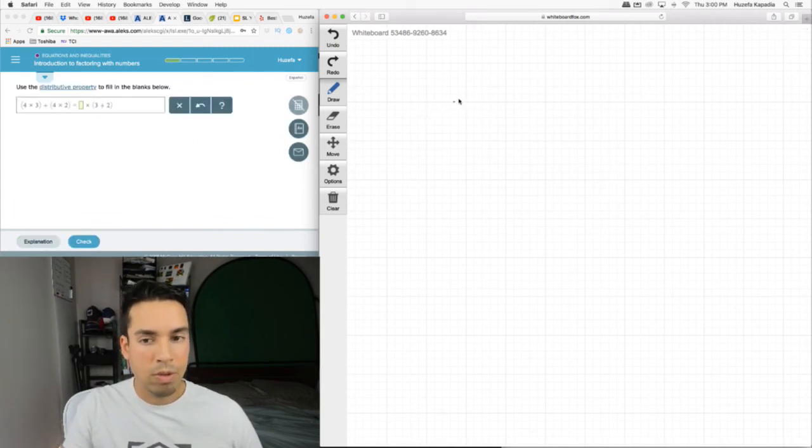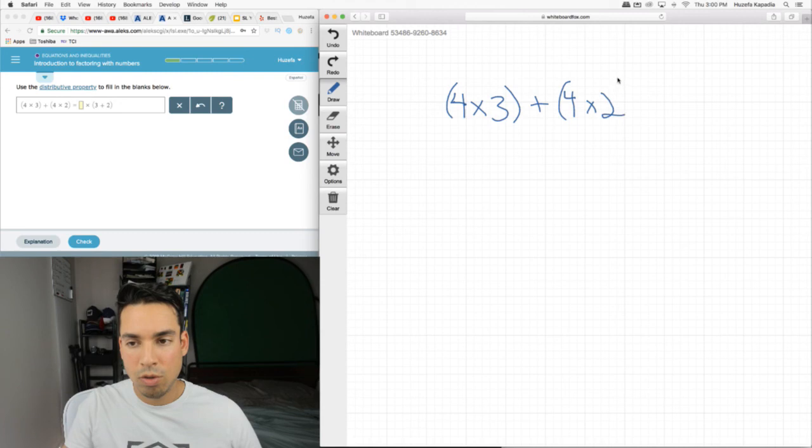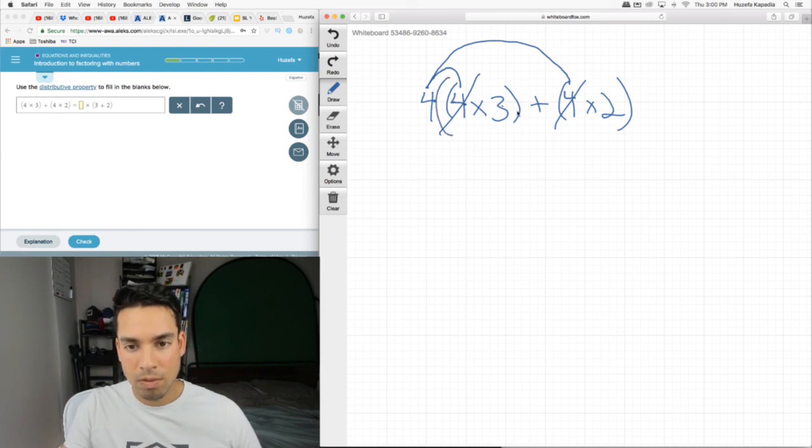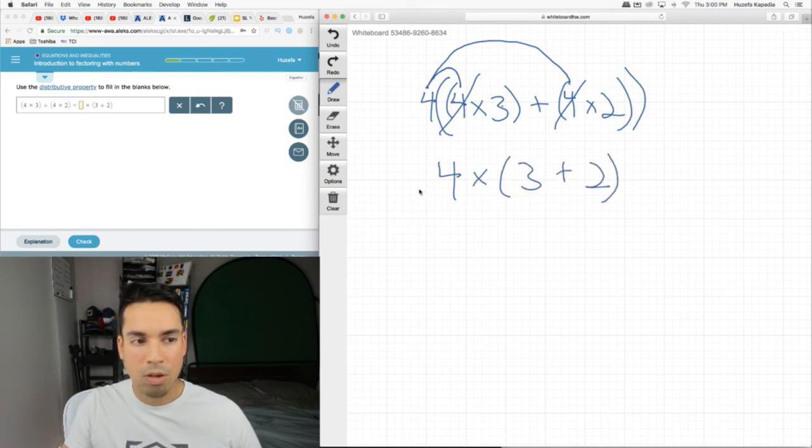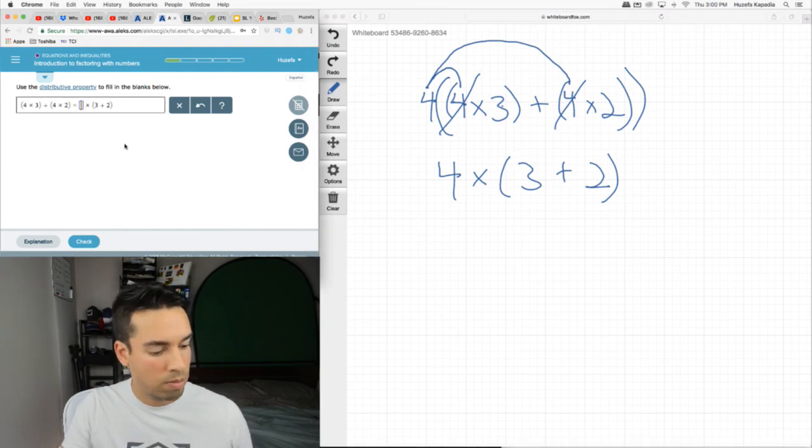Next one, we've got 4 times 3 plus 4 times 2, same thing. What's common in both of these expressions? The 4. So we're going to pull the 4 out of both of these. And then what's left is a 3 and a 2. So now we've got 4 times 3 plus 2. And that's all we're doing. So here the 4 comes out there.